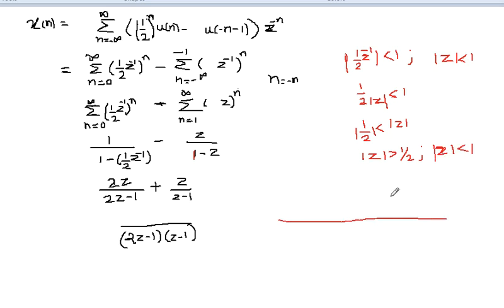Let's see. Let's draw this, and we need to draw the two circles with radius 1 by 2 and 1. Let's draw a circle with radius 1 by 2 first, and let's draw another circle with radius 1. Let's say this is the circle with radius 1, and this one has radius 1 by 2.